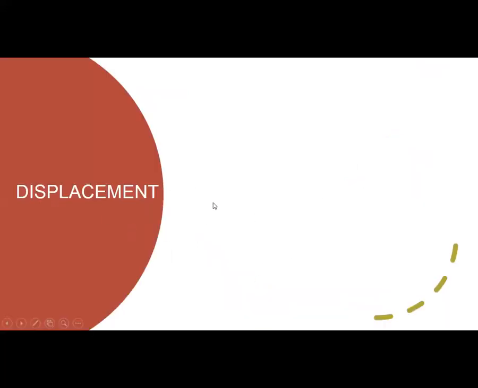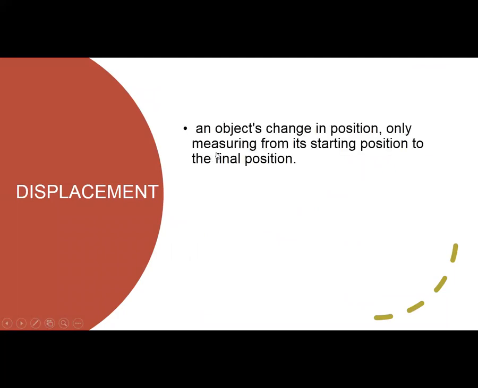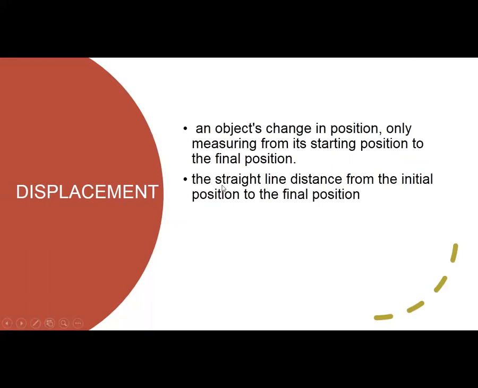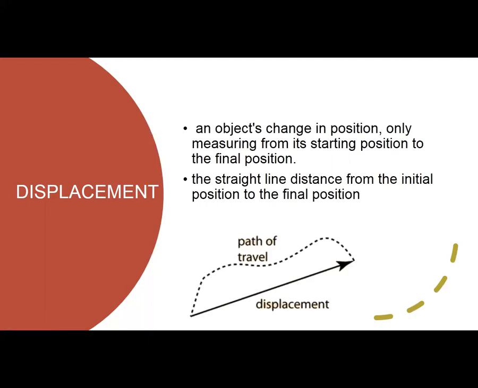Let's discuss now the displacement. What is displacement? An object's change in position only measuring from its starting point to the final position. Take note. It is a change in position only measuring from its starting point to the final position. The straight line distance from the initial position to the final position. So, ang displacement ay yung straight line lang from the initial position to the final position.